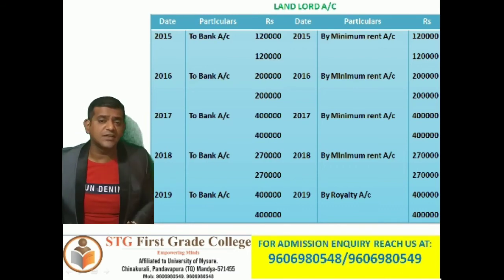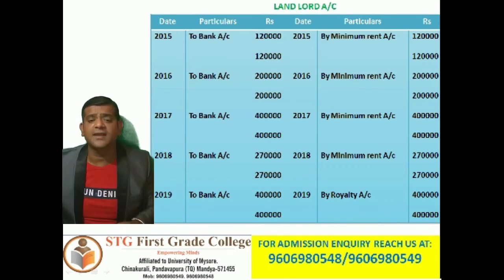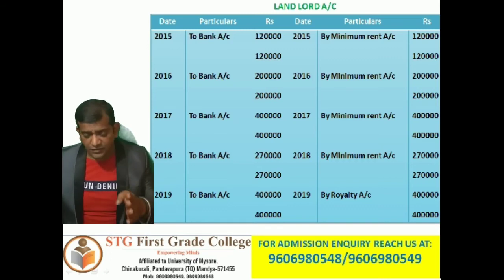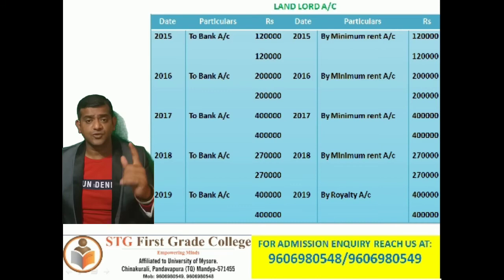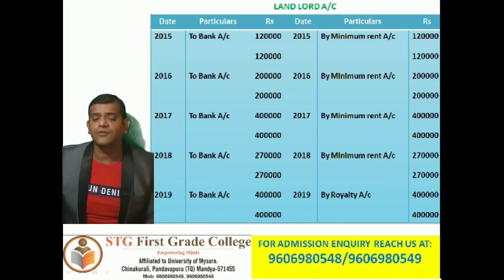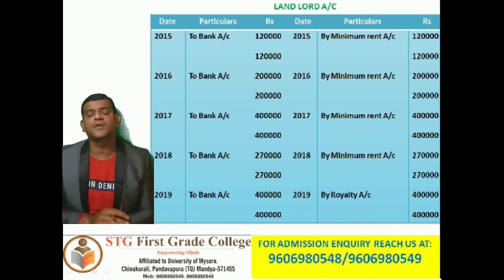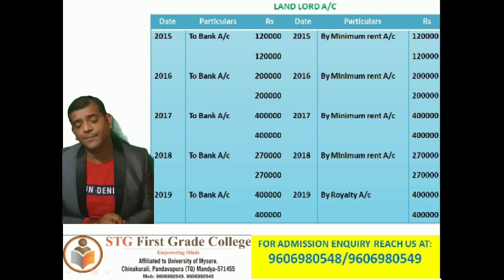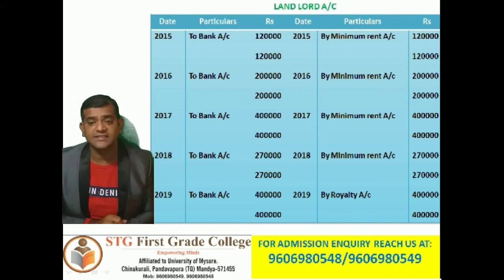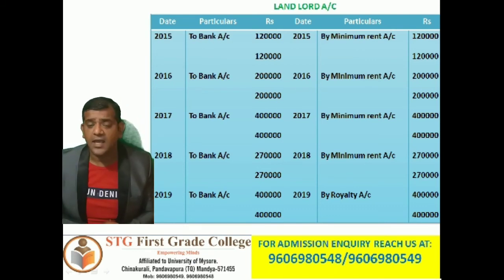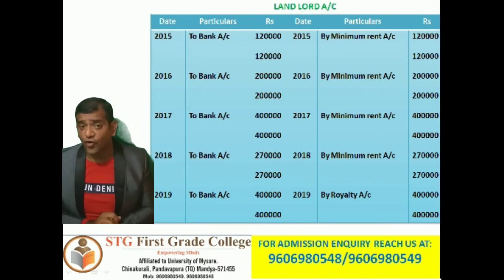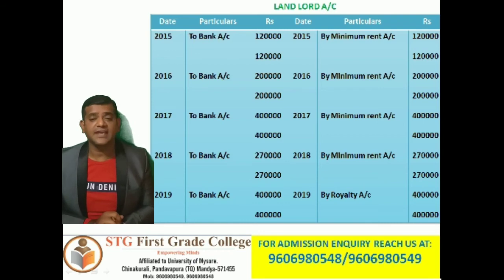So next in the year 2017, to bank account 4 lakh. 2017 by minimum rent account 4 lakh rupees. 2018 to bank account 2,70,000 rupees. 2018 by minimum rent account 2,70,000 rupees. 2019 to bank account 4 lakh, by royalty account 4 lakh.